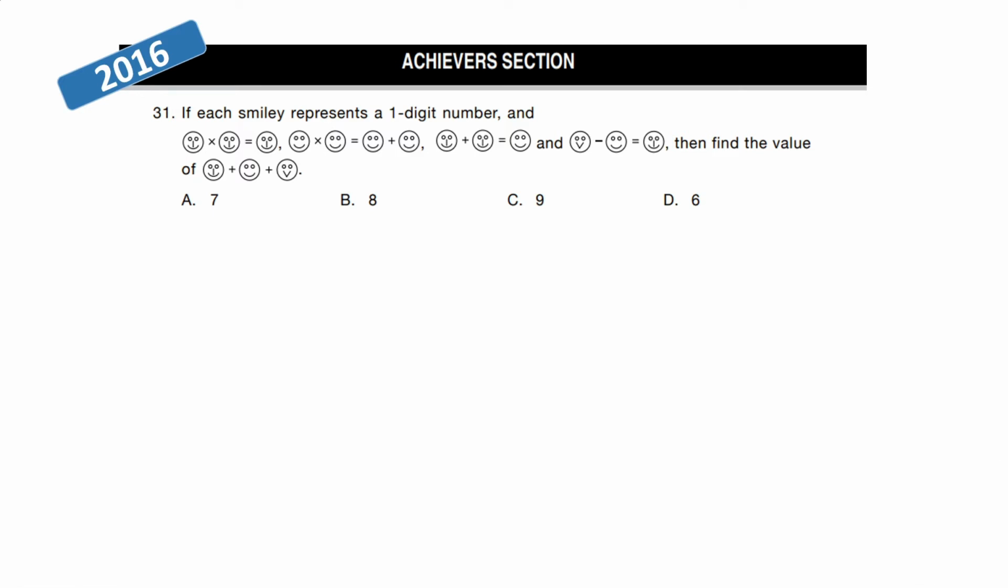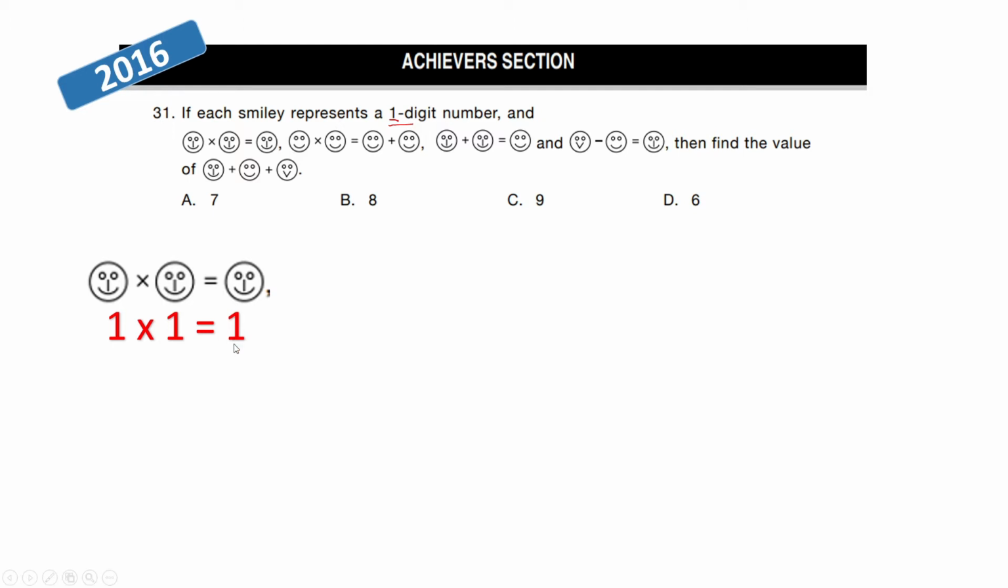Well, remember the clue here is that they all are one-digit numbers. Let's take a look at the first expression, which is this. Now, a number multiplied by itself gives the same result as the number. So, that is only possible with 1. So, we know that the no smiley value is 1.